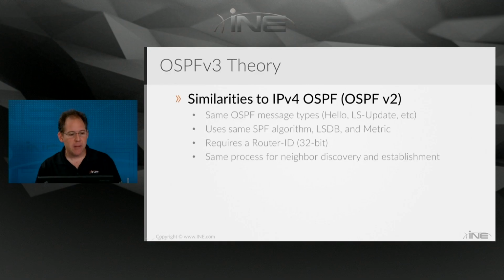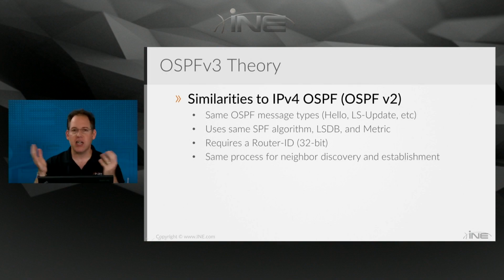Once again, just like EIGRP, OSPF has not changed its message type. So the OSPF link state update, link state request, link state acknowledgement, all those types of OSPF packets we discussed already for IP version 4 are still relevant here for IP version 6. It still uses the exact same way of building the SPF tree and populating the link state database. Still uses cost as the metric and uses the exact same formula for cost. Still requires a router ID.